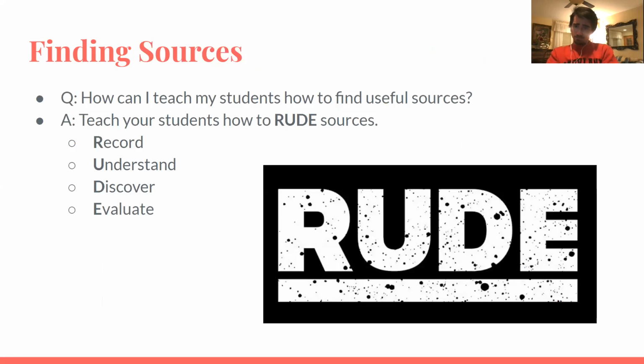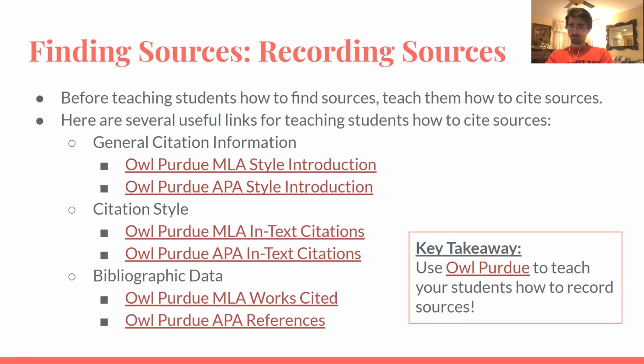So first up, we have finding sources. And the acronym that I've developed for this part of the research process is RUDE. And RUDE stands for recording sources, understanding sources, discovering new sources, and evaluating those sources. And so first we're going to look at recording sources.